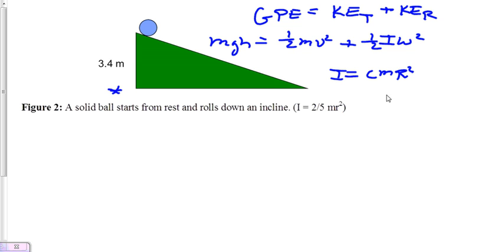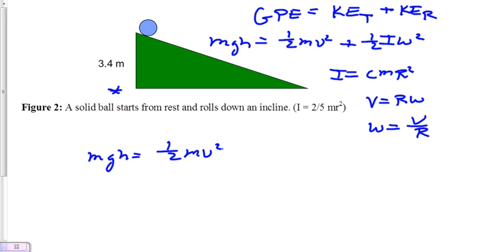Now to plug in for the omega, we're going to remember that v equals r omega. The linear velocity is the product of the radius times angular velocity. Therefore, omega is going to equal v divided by r. Down here, we'll substitute those in. So we have mgh is equal to 1/2 mv squared plus 1/2 C mr squared times the quantity v squared over r squared, remembering that we have to square the omega, and we are substituting v over r for that.